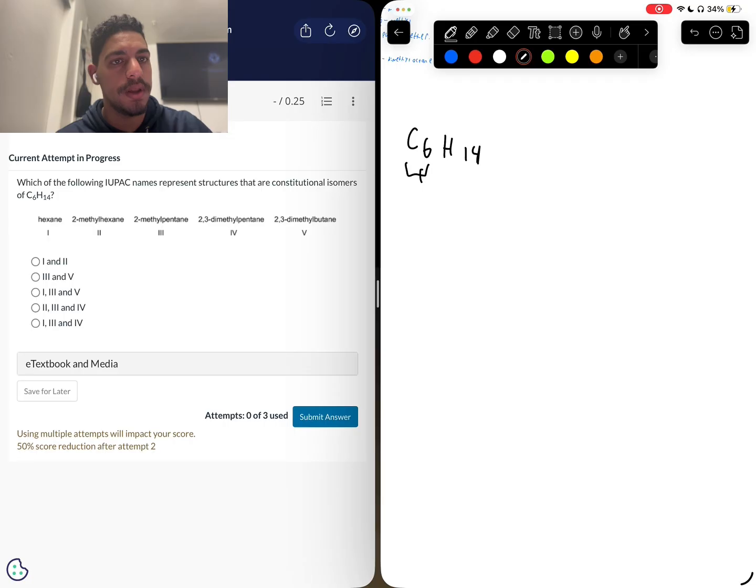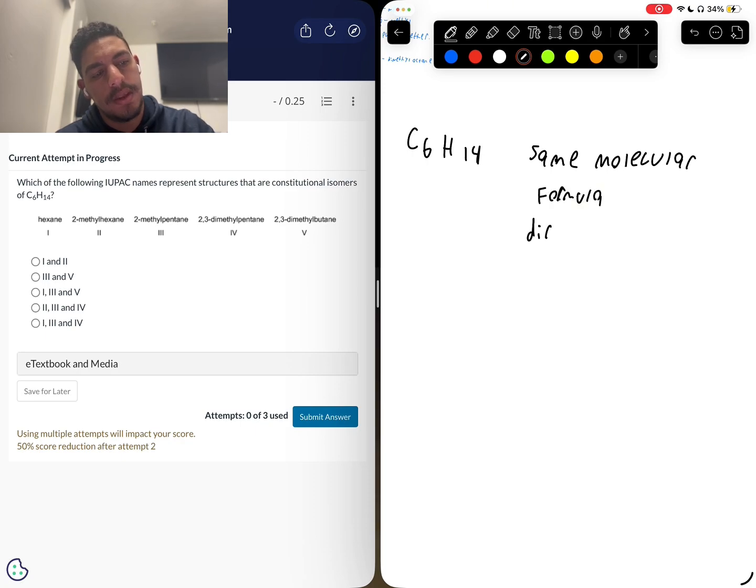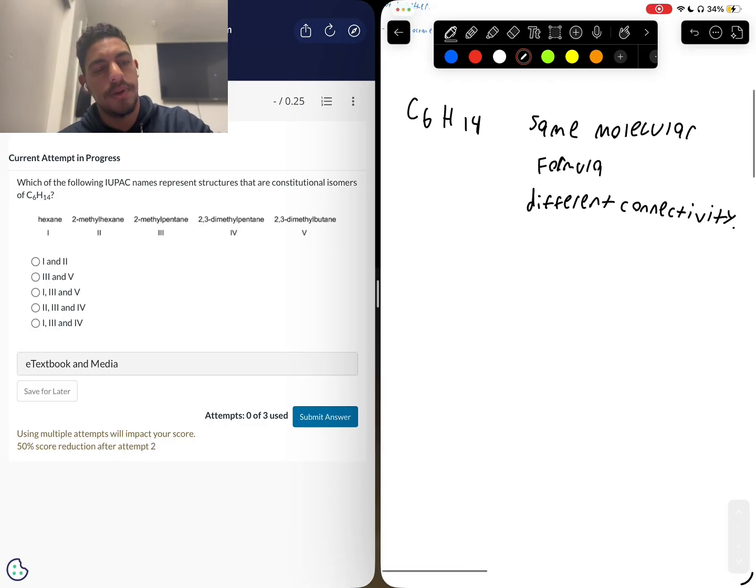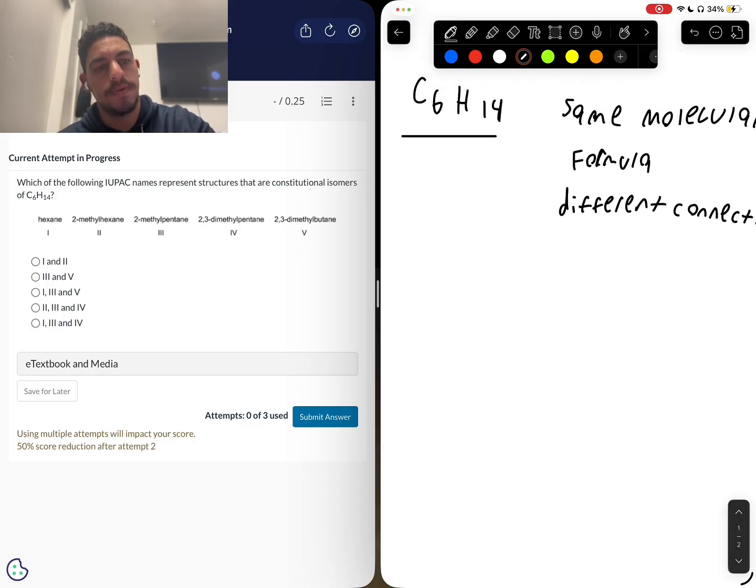First thing, you have to know what a constitutional isomer is. It's same molecular formula, different connectivity. Well, it'll be easier once I show you what these examples look like. So this is your molecular formula, right? C6H14. All it's saying is that you have 6 carbons and 14 hydrogens, right? Doesn't tell you anything about how they're arranged or how they're connected to each other.